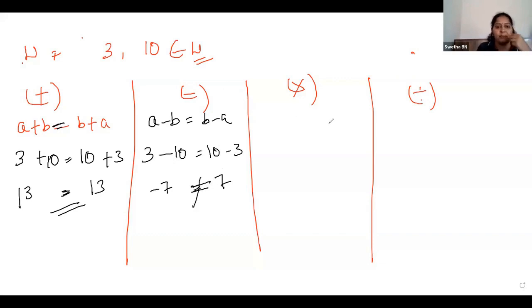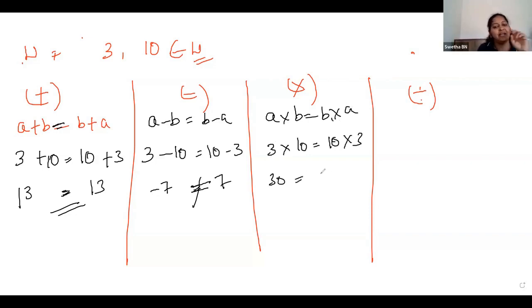Next, let us do multiplication. A × B = B × A. 3 × 10 is equal to 10 into 3. Will you get the same answers? Yes. 3 into 10 is 30. 10 into 3 is 30. Artha aita everyone? So 3 tens and 10 threes, both are the same. 2 fives are 10, 5 twos are also the same. So it is satisfying the property rule.